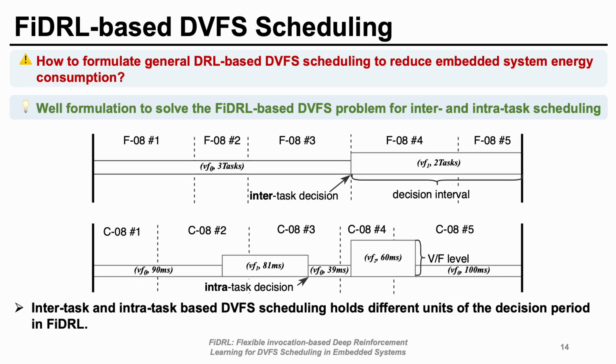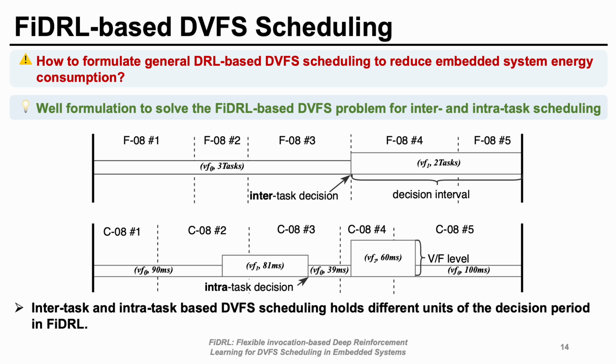After designing the theoretical framework, we use our FiDRL to formulate DVFS scheduling, and we introduce two different kinds of DVFS scheduling first. Here is a sample case study using our FiDRL-based DVFS. The inter-task DVFS means the voltage and frequency adjustments happen after a task ends and before another task starts. The intra-task DVFS is when the adjustment happens during the task execution.